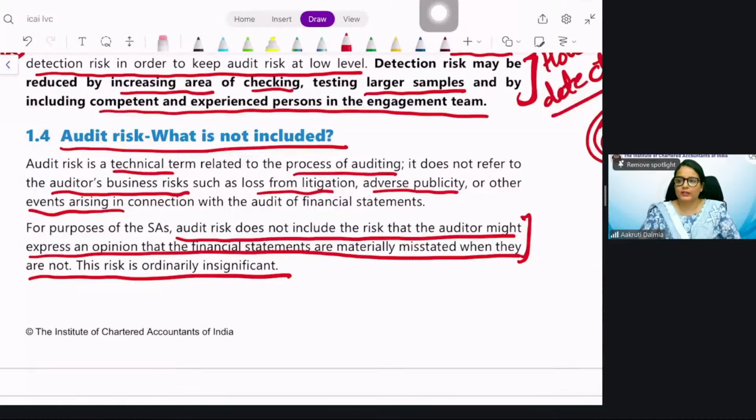Let's try someone else. Divya. Yes ma'am. The financial statements are not misstated, but the auditor is saying that they are misstated. Correct. Absolutely correct, Divya. Very good. Round of applause for Divya. See, as much as it is important that you learn audit, you should also be able to understand audit. In exam, you should be able to understand the questions, okay?